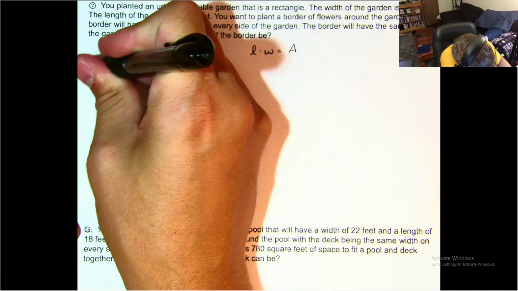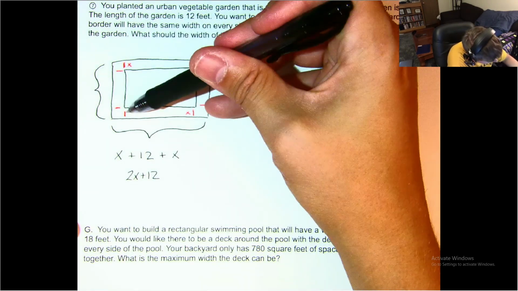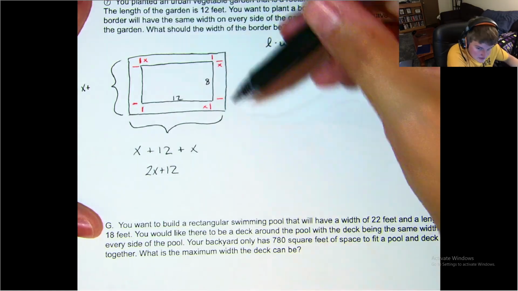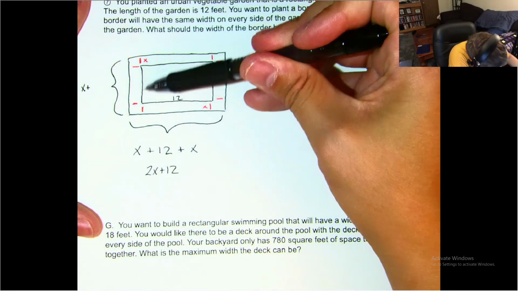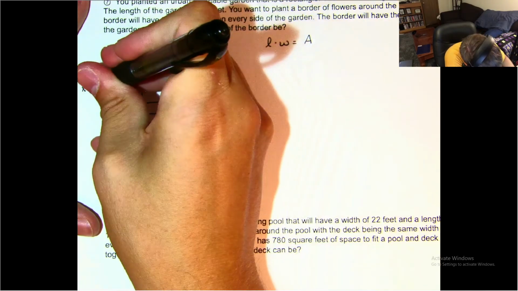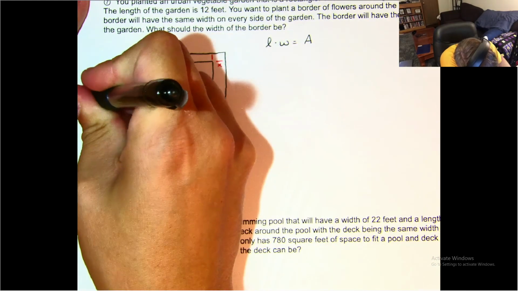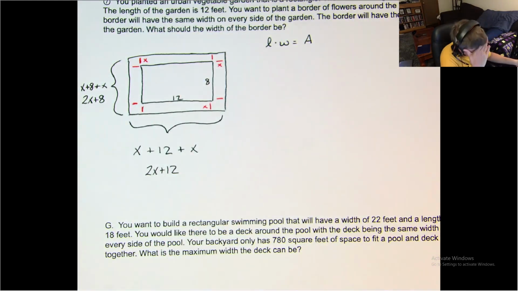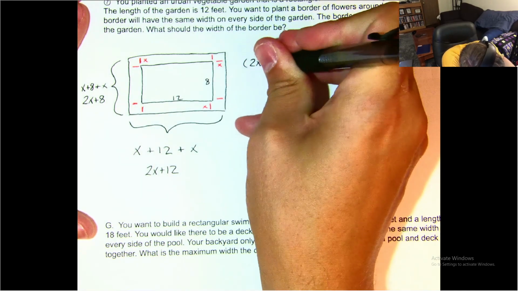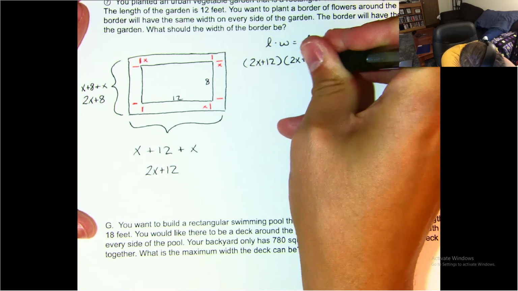Okay, so let's do the width. My width is going to be length x and length x plus length 8 plus length x. So what's this going to be? This is going to be 2x plus 8. Okay, so now I have my length and my width. So my length is 2x plus 12 times my width, 2x plus 8, is going to be equal to my total area.